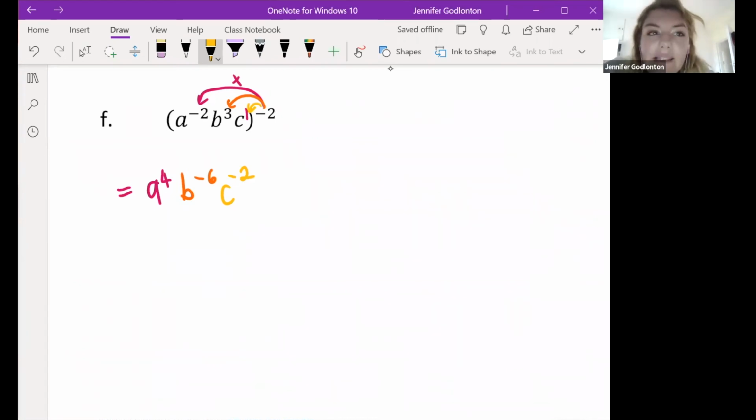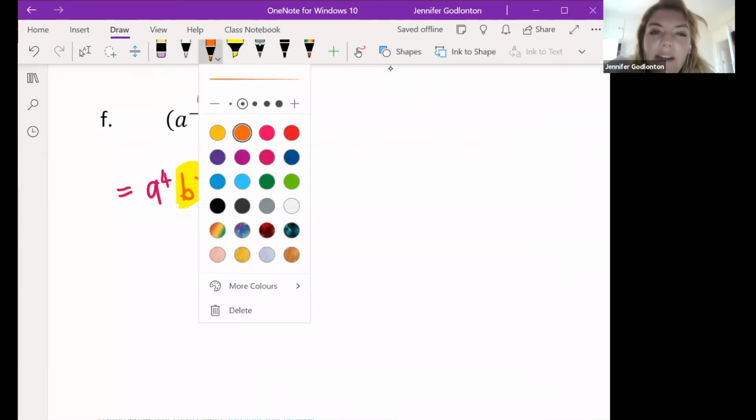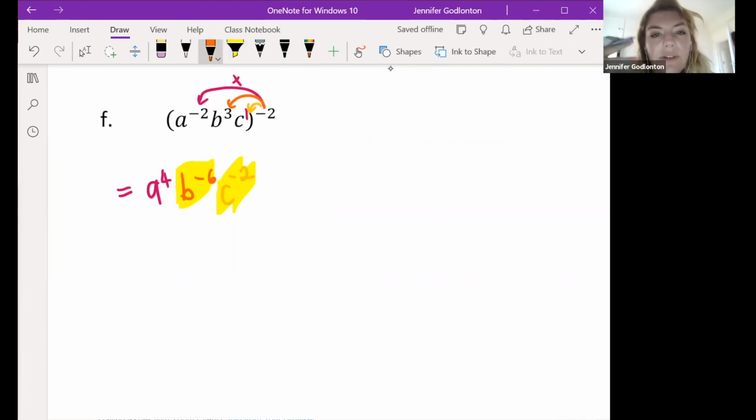Now, we're not allowed to leave our answer with negative exponents. So we have an issue because we've got this b to the -6 and the c to the -2, and we're not allowed to leave them like that. So when we have a negative exponent, what do we do to make it positive? We're not going to add. Good, we're going to flip.